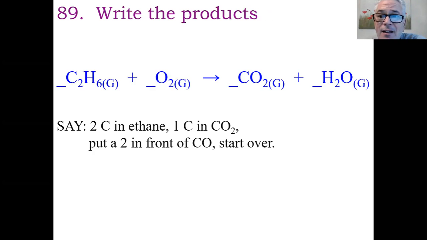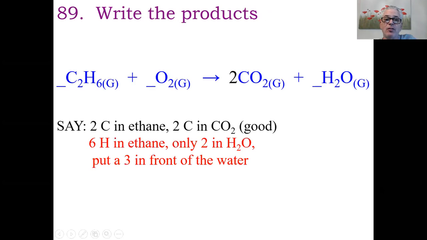We start at the beginning. Glinda the Good Witch said, what do you do? Well, it's always best to start at the beginning. There's 2 carbons in ethane. There's only 1 carbon in carbon dioxide. So we put a 2 in front of the carbon dioxide and we start over again. So say it. 2 carbons in ethane, 2 carbons in carbon dioxide.